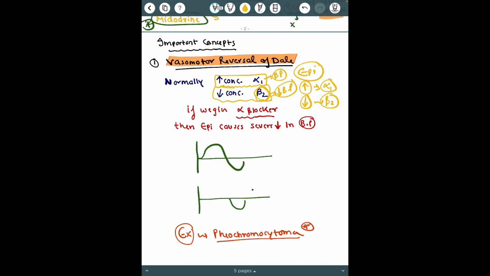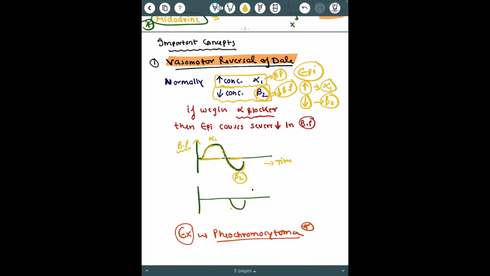So see that in normal, what happens in this, let us assume this is the BP axis. What will happen in this time? If we give epinephrine at high concentration, initially the concentration will be high, so the alpha 1 will be stimulated and the BP will increase. But after some time, when the concentration will decrease, the BP will start falling. Why? Because it will stimulate the beta 2 receptor and cause vasodilation.